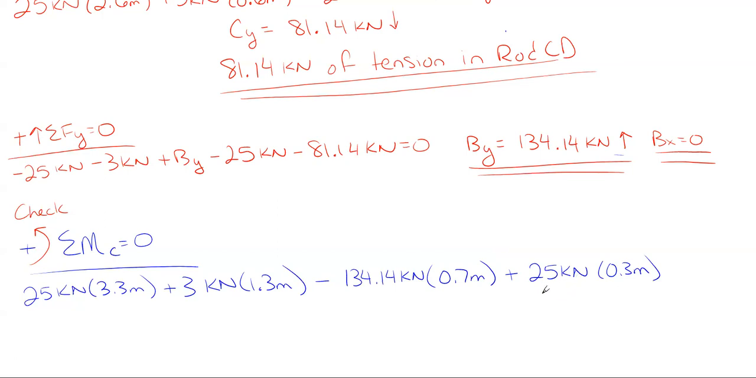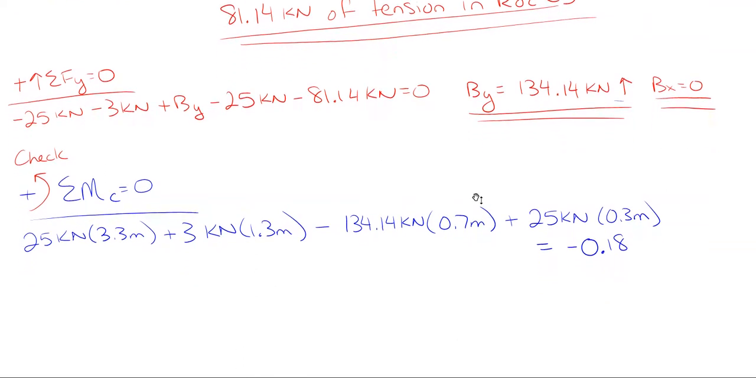And what does this pop out to be? Well, it doesn't pop out to be exactly 0. It pops out to be minus 0.18. That's not exactly 0, but that is an extremely small value. As I've been saying in these videos, it may not necessarily always come out to be 0 at the end because of rounding. Well, we had a rounding of 81.14 and a rounding of 131.14.